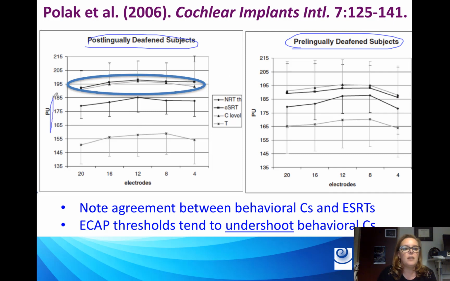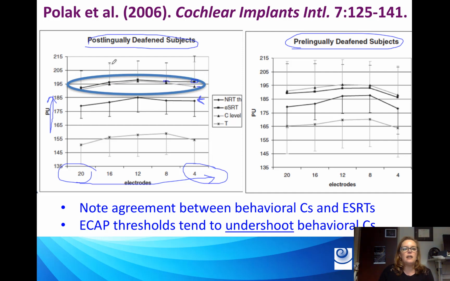So this is the programming unit, so this is actually just clinical levels, and these were all cochlear recipients, so this is just like CL levels. And you can see here the different electrodes from 20 moving down, so we've got the basal cochlea over here, and the apical cochlea here. Now I want you to see where the behavioral C levels are, the triangles, shown right here. The NRT thresholds are these diamonds, which I know are hard to see, but I'm sort of trying to mark on the screen. And then the ESRTs are these squares here.